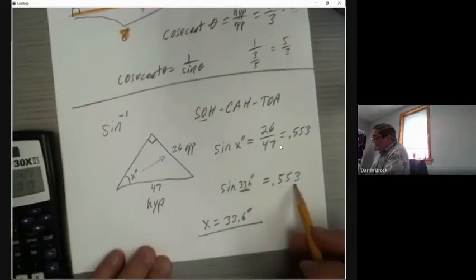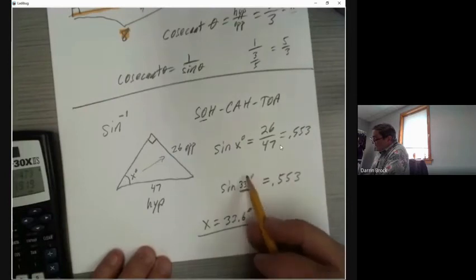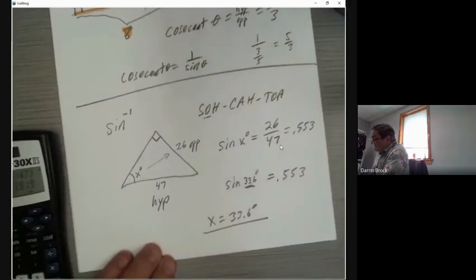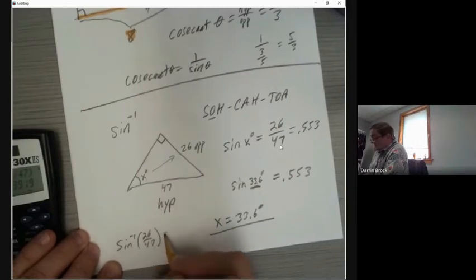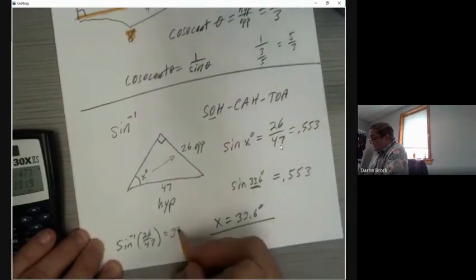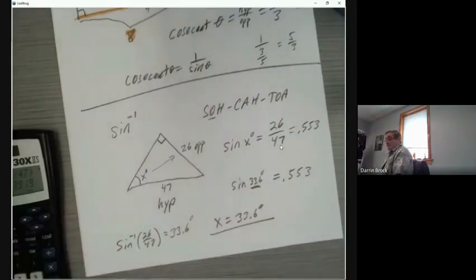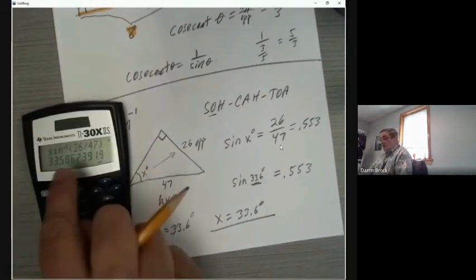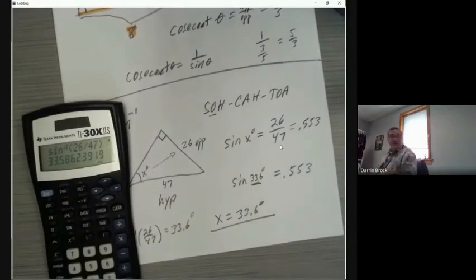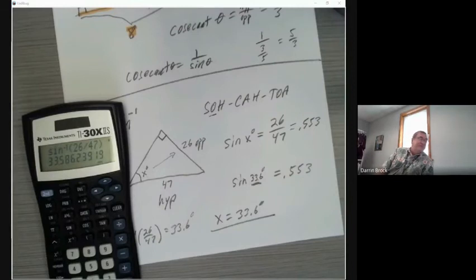So if we know what it equals, this will help us fill in the blank. We use the sine inverse of 26 over 47 equals 33.6, which is our degrees. All right, so that's what that function is on the calculator and how we can go backwards and find that information. Very, very useful.